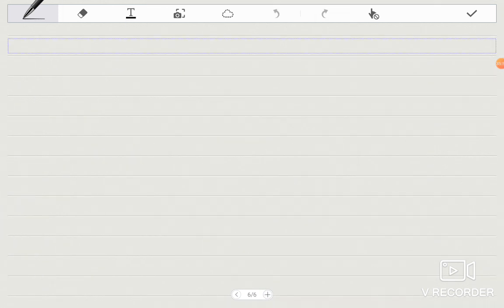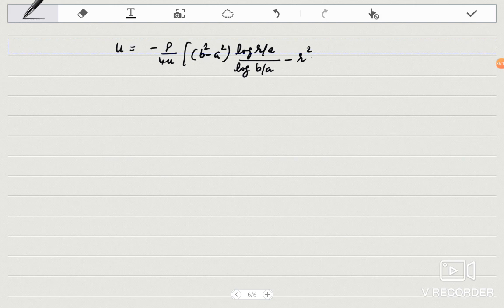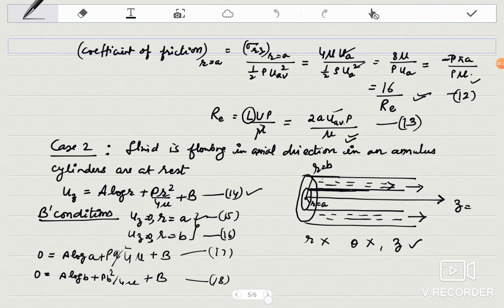So you get the velocity distribution by putting the values of A and B as P upon 4 mu, b square minus a square log r upon a upon log b upon a, minus r square plus b a square. It is very easy to solve to find the value of u. In fact, this is the value of Uz. So it is 19.